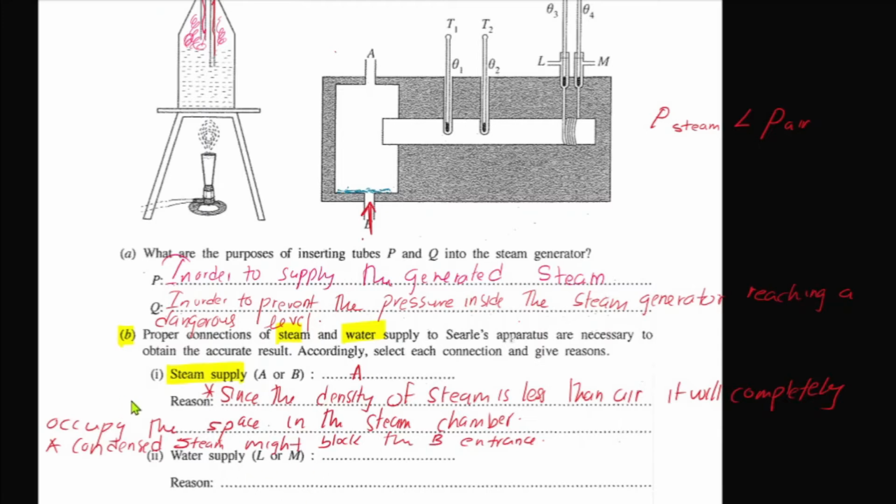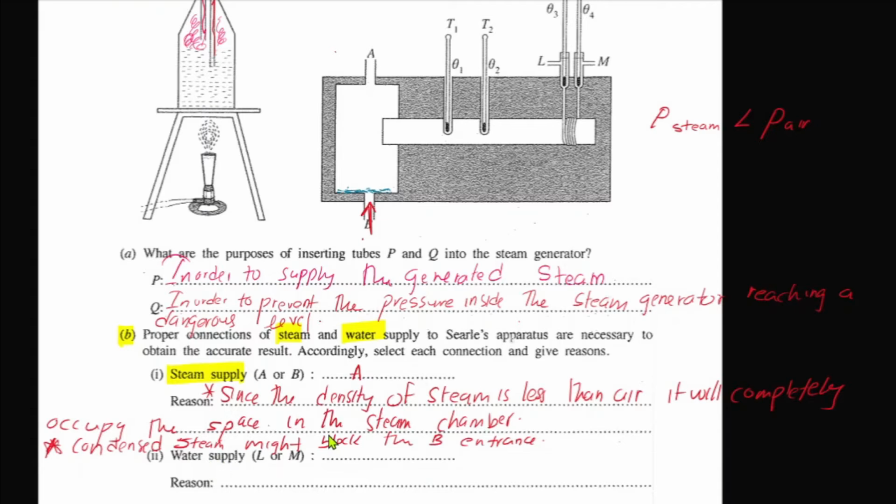Since the density of steam is less than the air, it will completely occupy the space in the steam chamber, right? Therefore you need to send it from A, or else the condensed steam might block the B entrance. If it blocks the B entrance, it will be difficult for us to send steam through B. You need to write complete answers, right? I have given you the idea. Right, let us move on to the next thing, that is water supply, right?